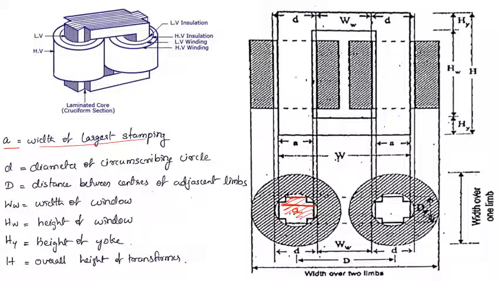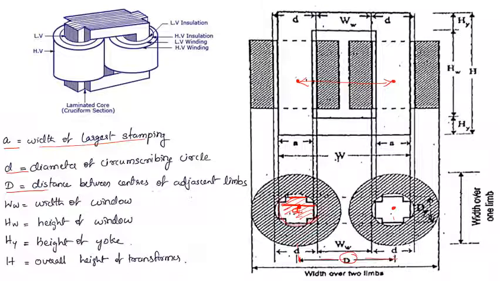Circumscribing circle is the circle which is drawn around the transformer core, which touches all the corners of the transformer core. Here it is a cruciform core, so this circle touches all the corners of the cruciform core, and that is d. And capital D is the distance between centers of adjacent limbs. So this is the center of first limb, and this is the center of second limb. So this is the distance between adjacent limbs. It is shown on the top view, and the centers of limbs are marked, and the distance between the core centers is also marked, capital D.